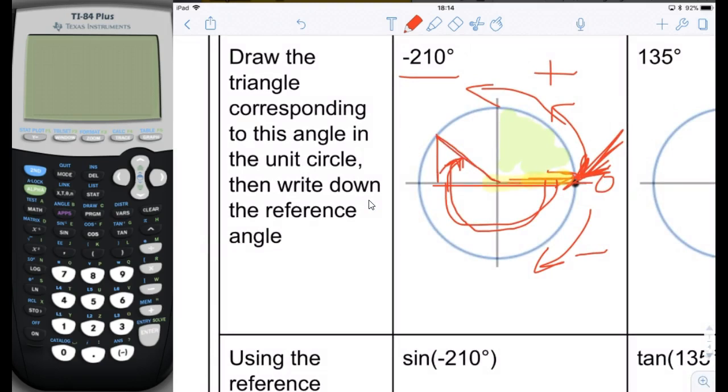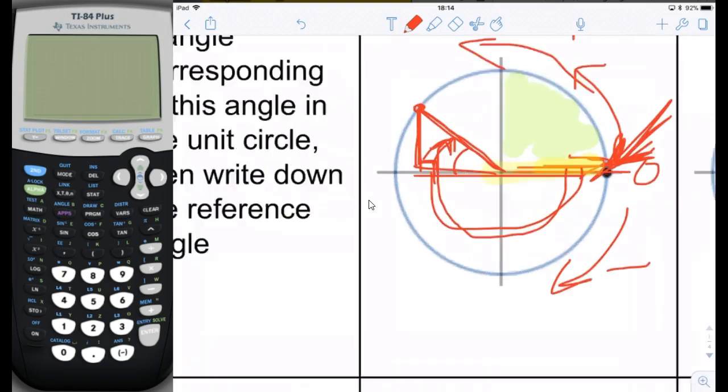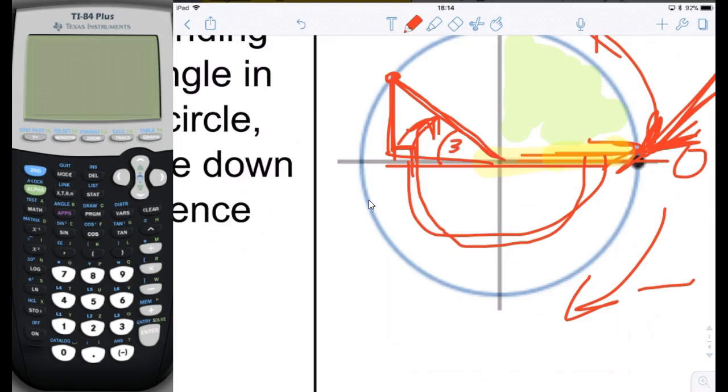Remember that whenever you draw a triangle in the unit circle, you draw the red dot, you draw the hypotenuse, and then you draw a vertical line straight down or straight up from the red point to the x-axis. Okay, so the right angle here is here. Okay, so what is this angle here? Well, remember we said to get to negative 210 degrees, we went negative 180 degrees, and then we went 30 degrees past that, right? So that means that this little triangle here has a 30-degree angle at the origin.